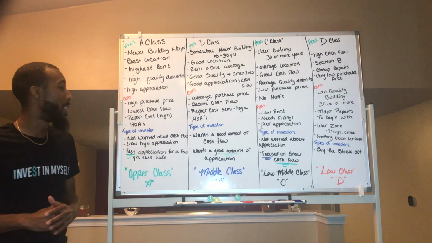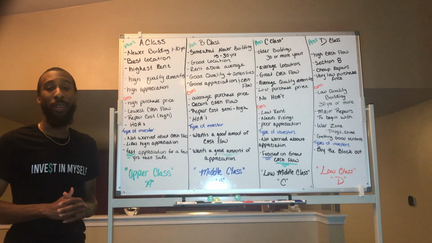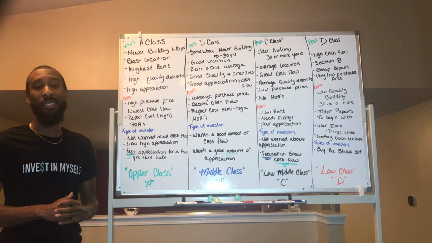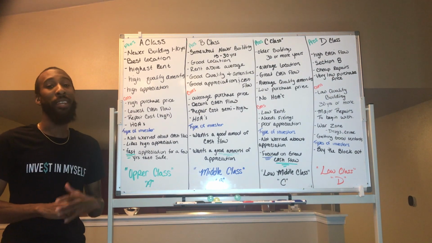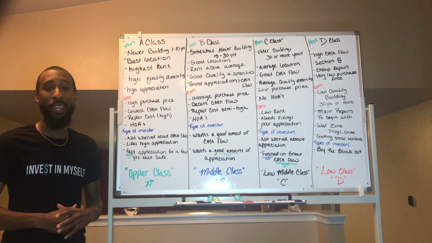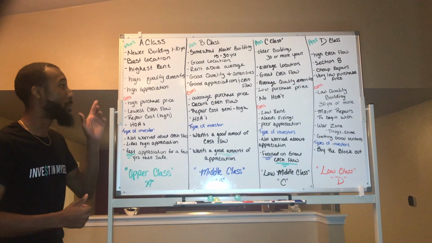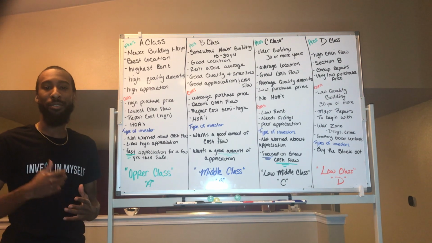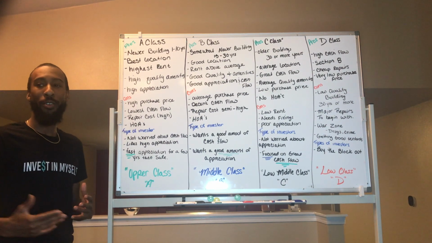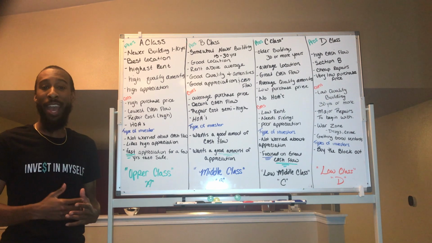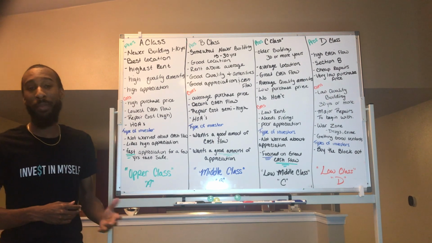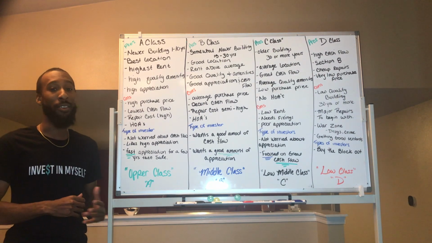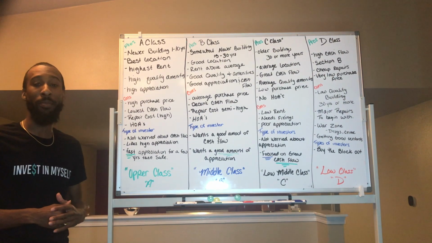One of the last cons is going to be the HOAs. Class A properties, the majority of the time, are going to be in a gated community with an HOA. This does help keep the appreciation high because the HOA will not let a house go past a certain standard. So if a house needs painting, the HOA will send a letter to the owner and say, hey, the paint is not looking up to par.